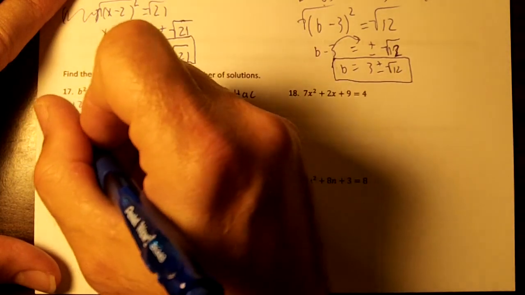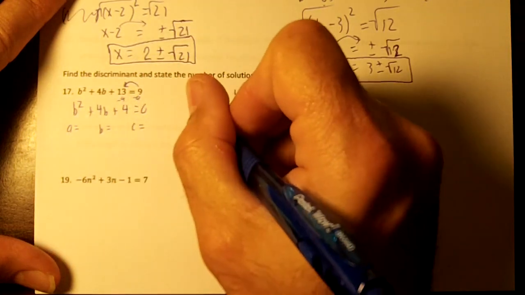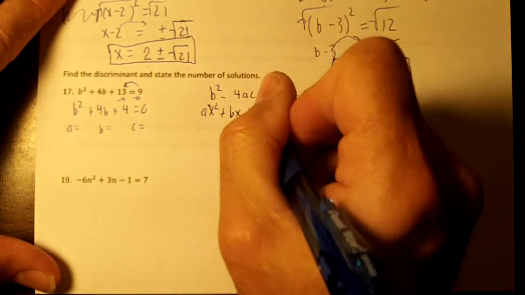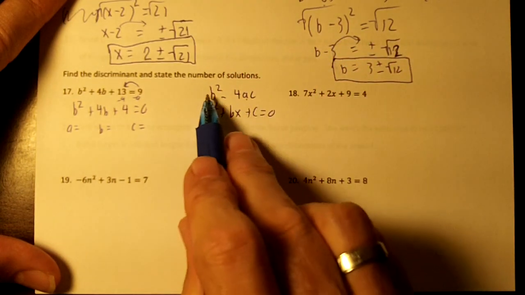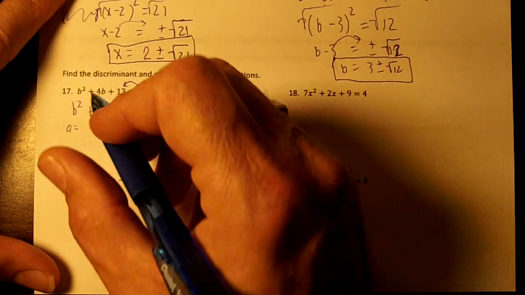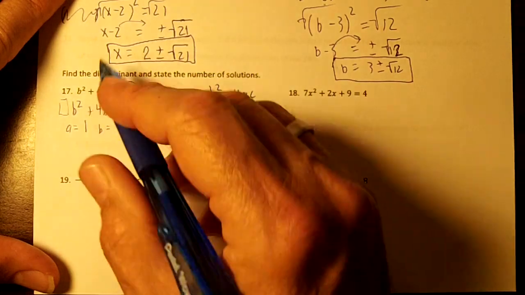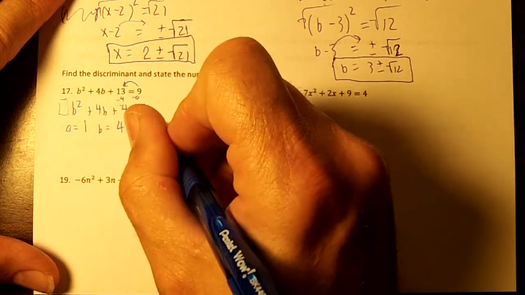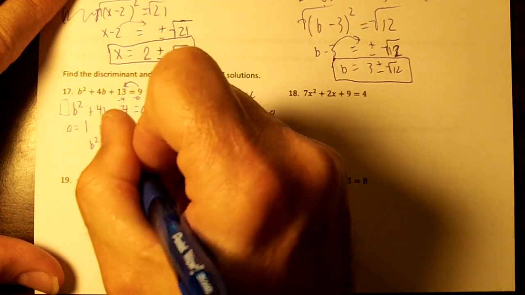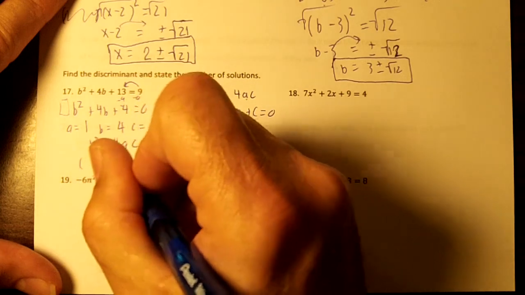Now then, write down a equals, b equals, c equals. Remember, it's ax squared plus bx plus c equals 0. Our a's here, our b's here, and our c's here. So a is 1. This is our a. There's nothing there. B is 4, and c is 4. Now then, write down b squared minus 4ac. Replace the variables with parentheses.